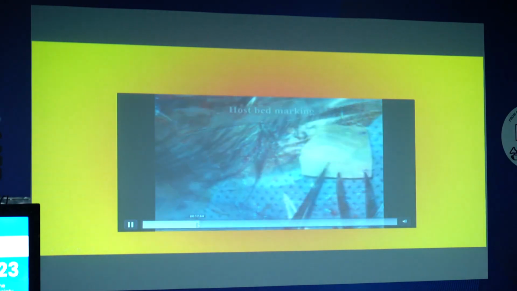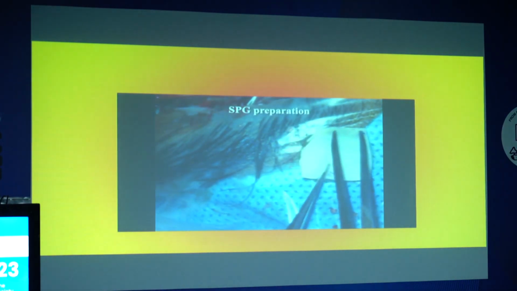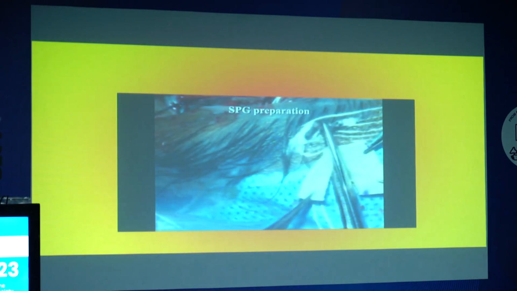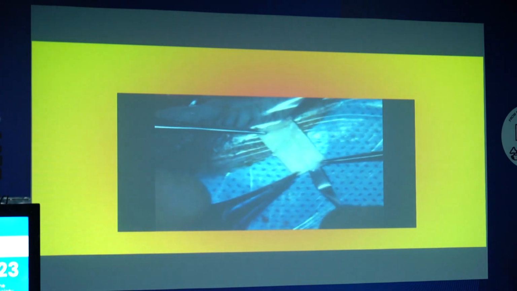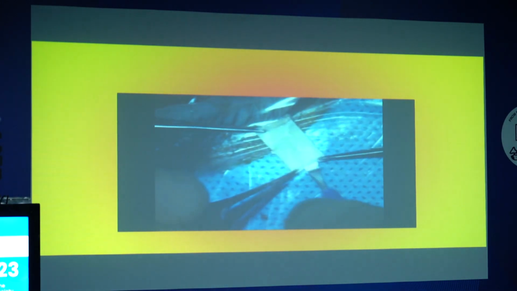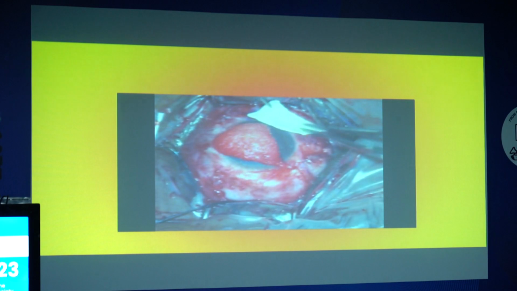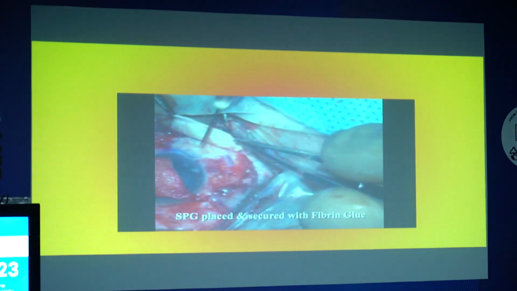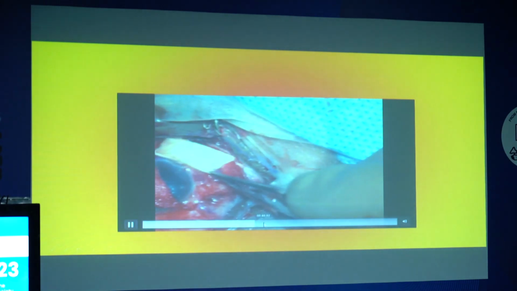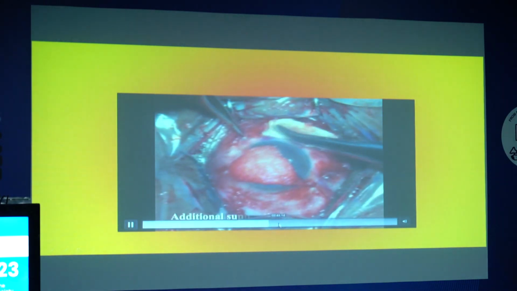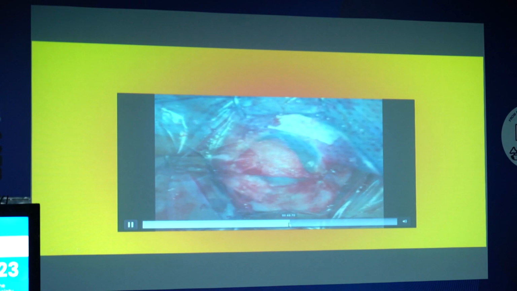Marking of the devitalized cornea. With the help of the assistance, we make the half thickness of the cornea, otherwise it will be tough and you will end up with a descemetocele, and secure with fibrin glue. Additionally, I have given 7-0 Vicryl suture to secure it.